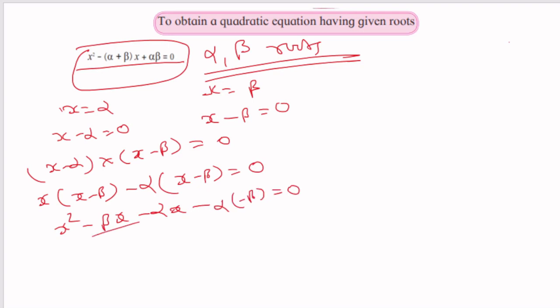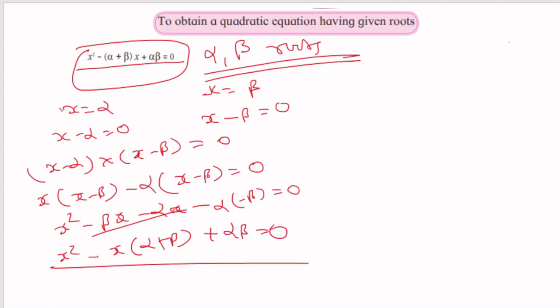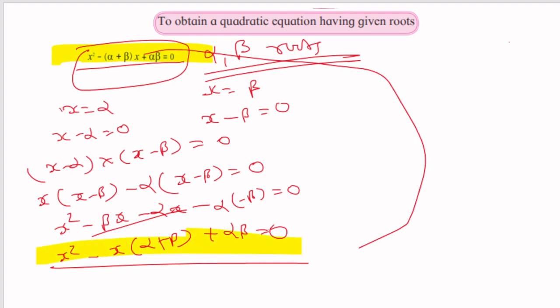Now I can take x common over here. So I'll take minus x common. What will happen here? x² − x(α + β), and here minus and minus will become plus αβ = 0. Now isn't it the same thing? What we need: x² − (α + β)x + αβ. This way we got the formula to find the quadratic equation from the roots. So if one root alpha is given and beta, another root, you can simply frame the equation using this formula. Let's see with an example in the next question.